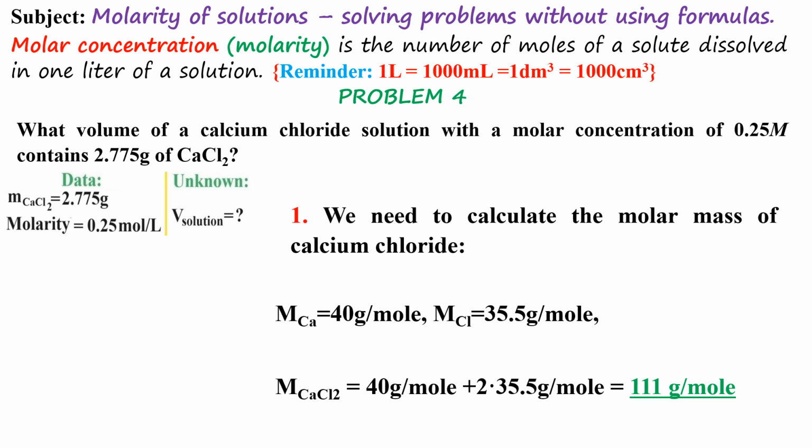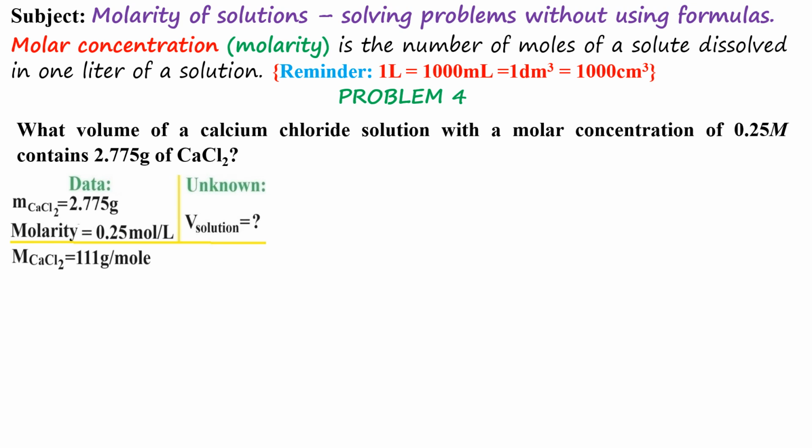We need to calculate the molar mass of calcium chloride. We read the atomic mass of calcium and chlorine from the periodic table and write them as molar masses. So, molar mass of calcium chloride equals molar mass of calcium plus molar mass of chlorine times 2 equals 111 grams per mole. Now we know that each mole of calcium chloride weighs 111 grams.